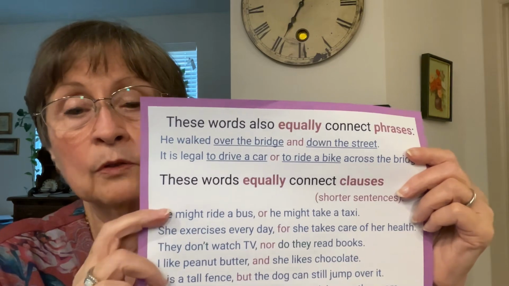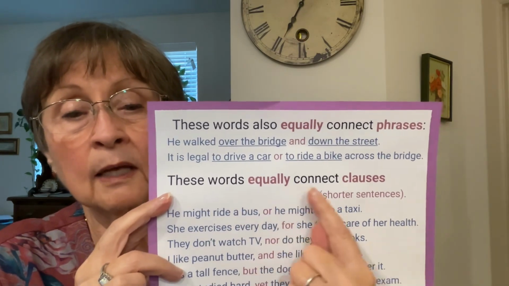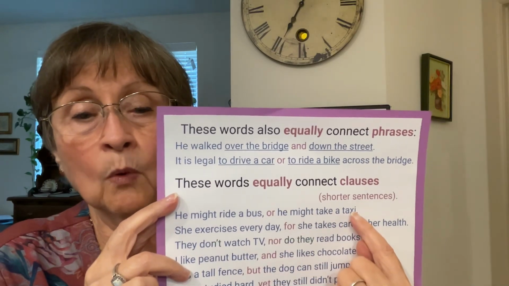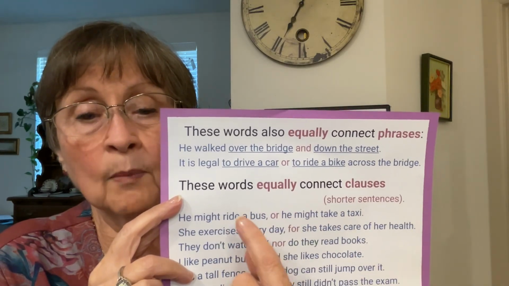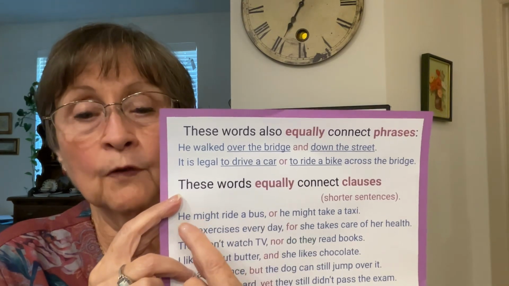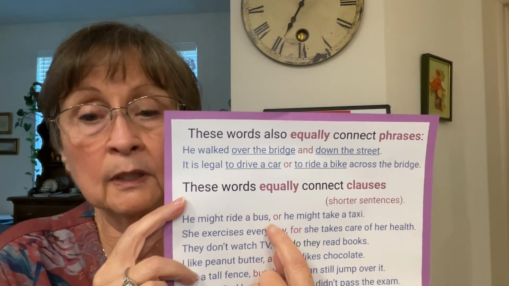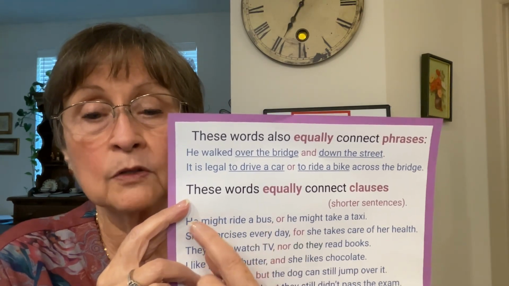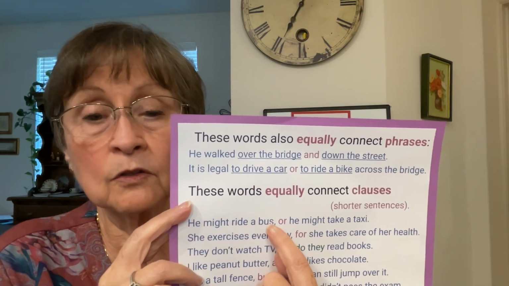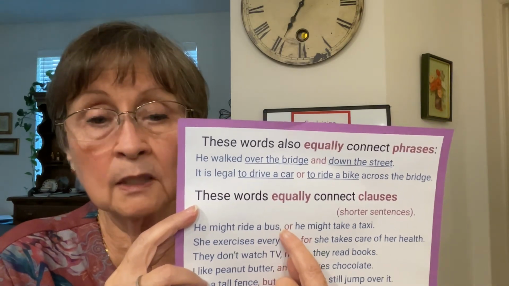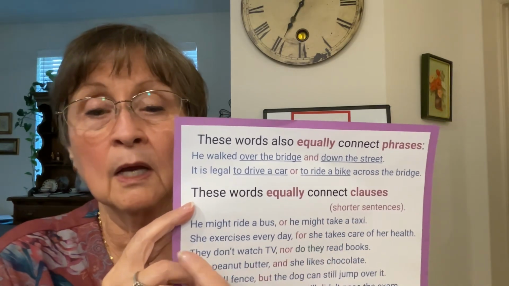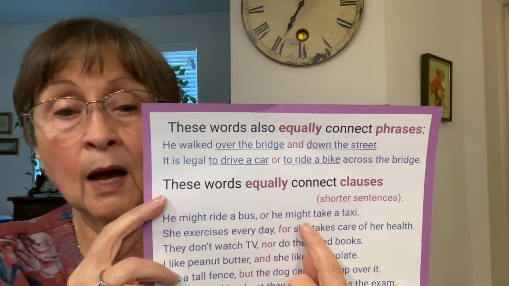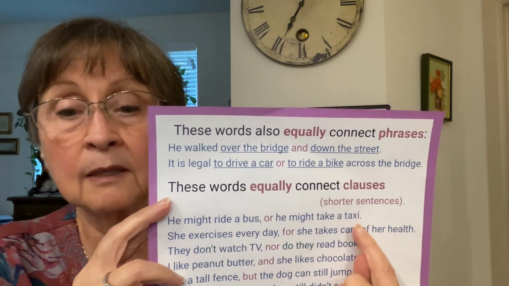And these words equally connect clauses. These two sentences are equal in importance. Now they're joined together by a connecting word. But the first sentence would have had a period here, so we're going to change it to a comma so that we show that's the end of a sentence thought, then a connecting word, and the other sentence. He might ride a bus, or he might take a taxi.